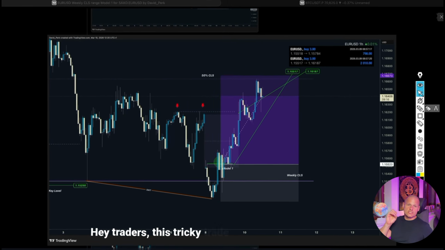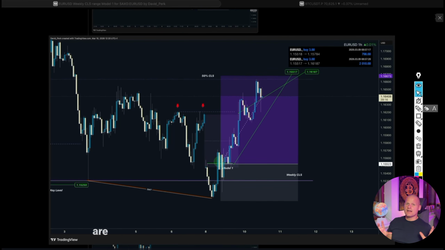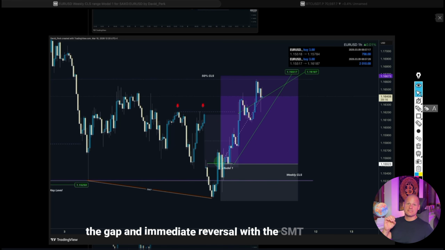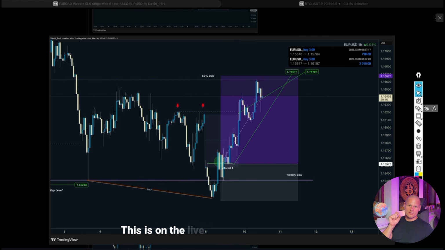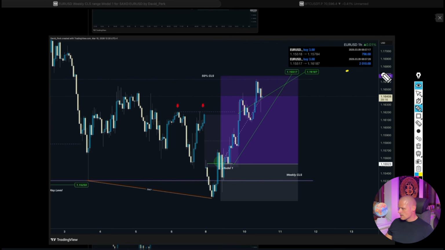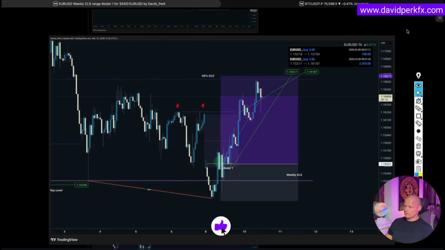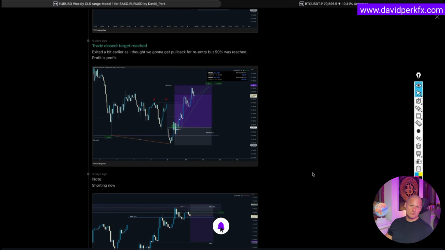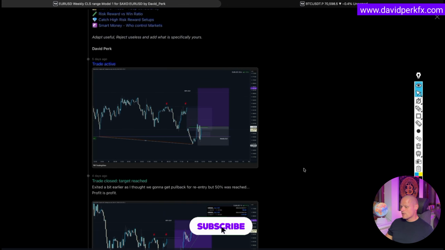Hey traders, this tricky trade is where most traders are often confused. So let me explain how to trade the gap and immediate reversal with the SMT divergence. This was a live trade, which made us around 3K in my group. And many people on prop firm accounts made similar profits, right? It's a nice 3% on the prop firm accounts, which is not too bad, I would say.